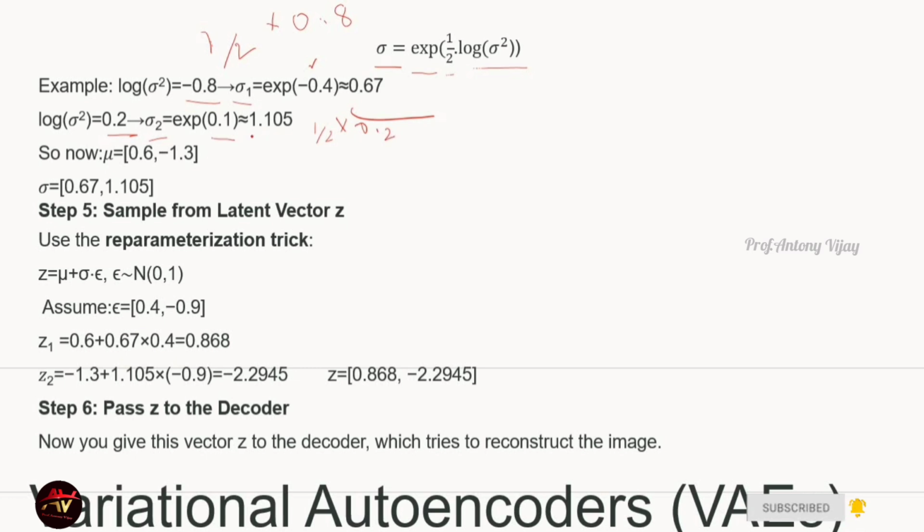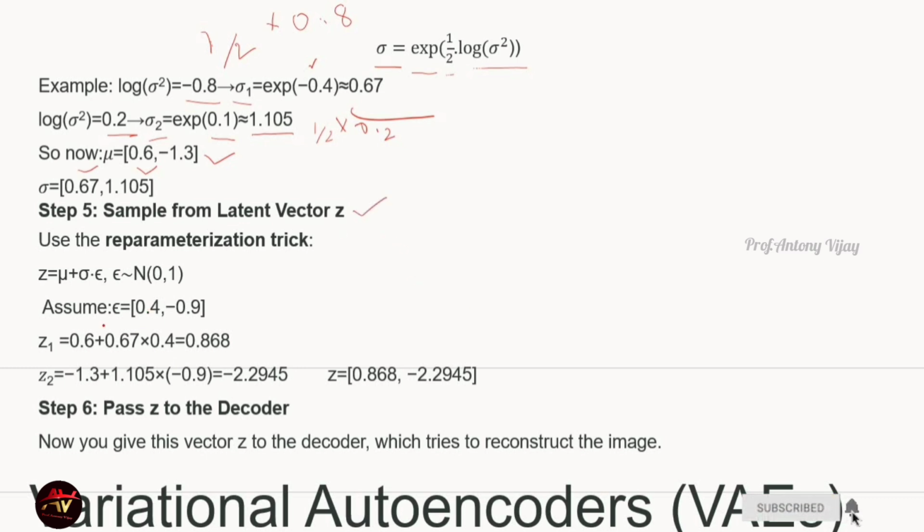The value will be 1.105. So the mu value we already got, that is 0.6 comma minus 1.3, and the sigma square we have got right now, it is 0.67 comma 1.105. So right now we have got the output layer values called mu and sigma. Now we have to find the latent vector in terms of z.